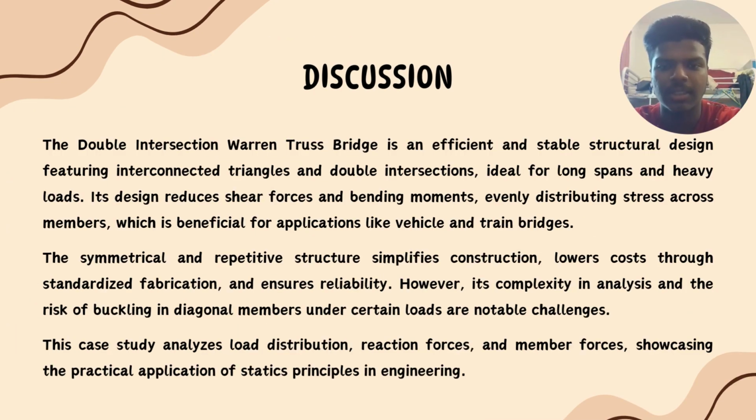Now, I will discuss the double intersection Warren Truss Bridge, a structural design known for its efficiency and stability. This bridge uses interconnected triangles and double intersections, which make it ideal for long spans and heavy loads. Its design reduces shear forces and bending moments by evenly distributing stress across its members, making it particularly suitable for applications like vehicle and train bridges.